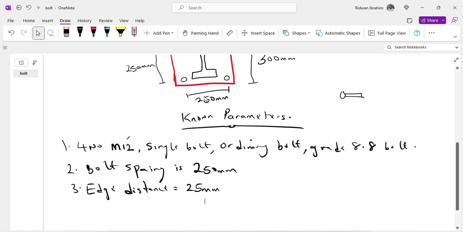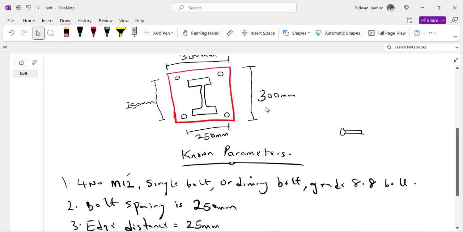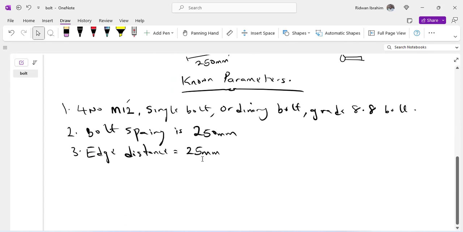So what is edge distance? Edge distance is just what you can call pitch. They call it pitch sometimes. Okay, so that is the distance between the edge of your plate to the center of your bolt. Okay, so center of your bolt to the edge of your plate, that is it. So if from this center of the bolt to this center of the bolt is 250 and this whole length is 300, that means what will be remaining is 50. So 50 divided by 2 is 25, right? So I think that is clear why this is 25 mm.